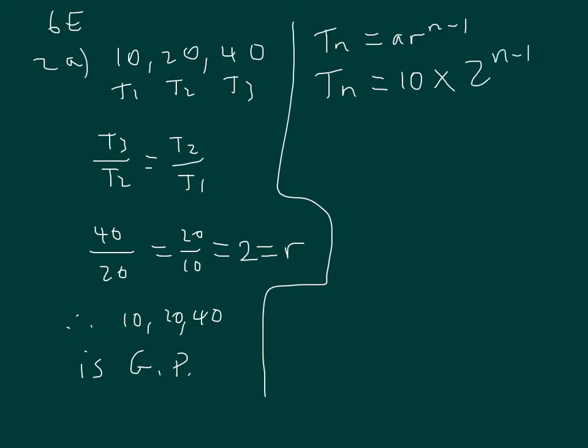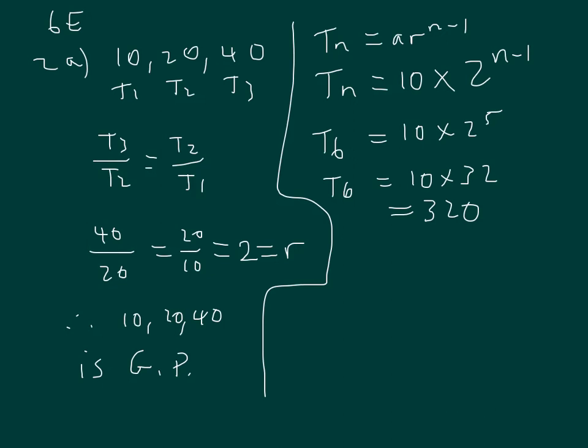So we're asked to find T6. So T6 equals 10 times 2 to the power of 5. So T6 equals 10 times 32, which equals 320. Now, just have a quick look at the back of the book, make sure we're right. 6E, question 2, yep, we're correct.